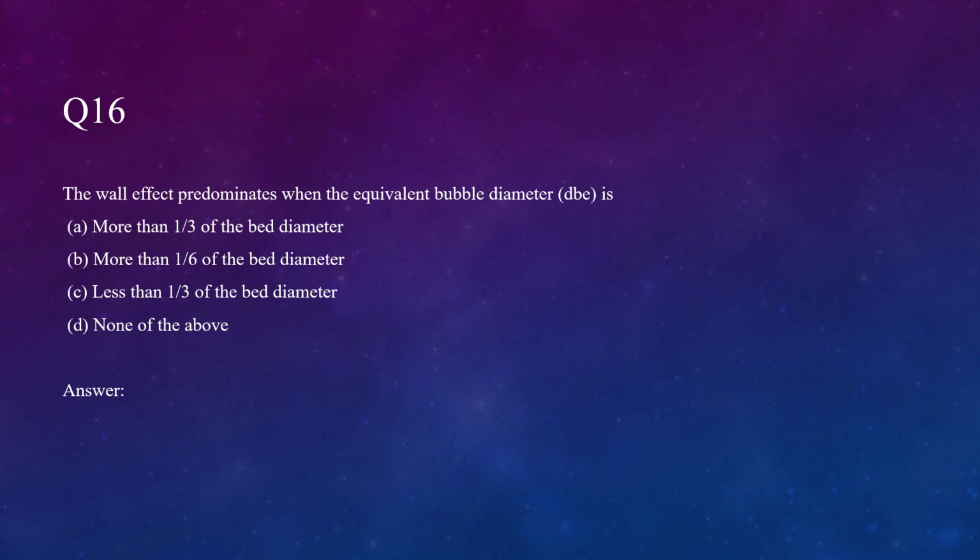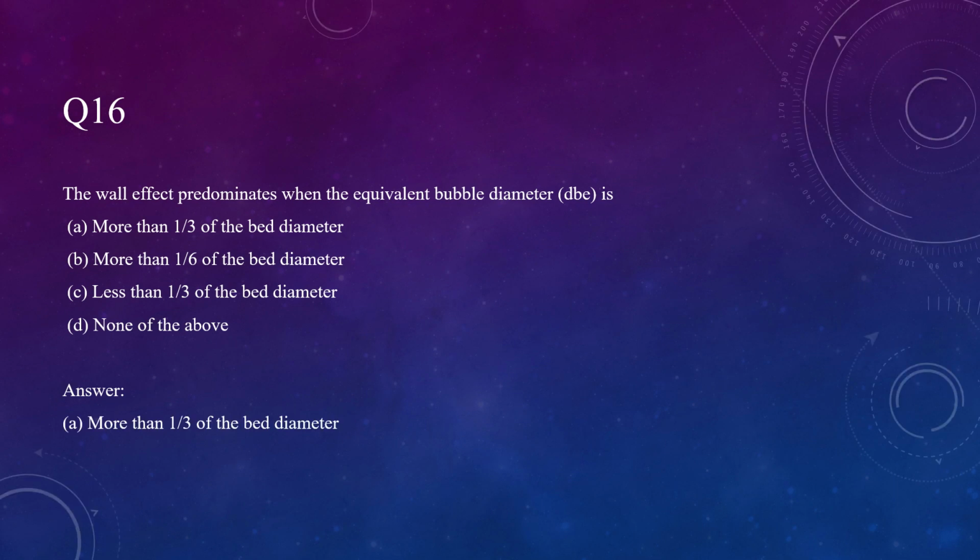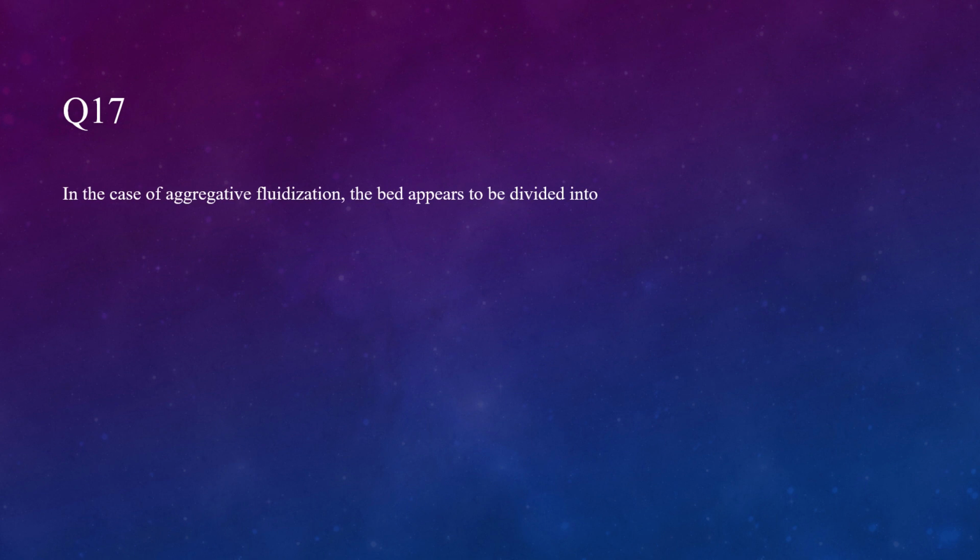So what happens is that when bubble size is very large, the wall effect comes into the picture and plays a predominant role. We have seen that beyond a certain bubble diameter, it forms a slugging bed. So the wall effect predominates when equivalent bubble diameter is more than one third of the bed diameter. If it is more than one sixth of the bed diameter, it doesn't make any sense, and if it is less than one third of the diameter, again it doesn't make any sense. So the answer is more than one third of the bed diameter.